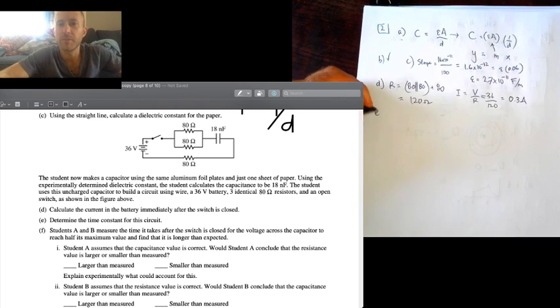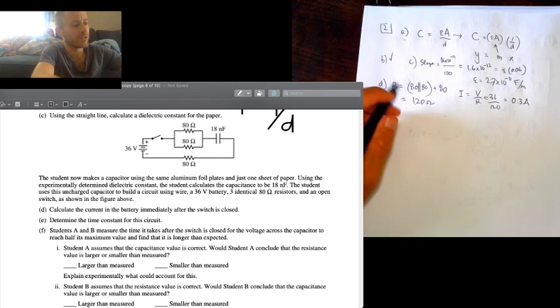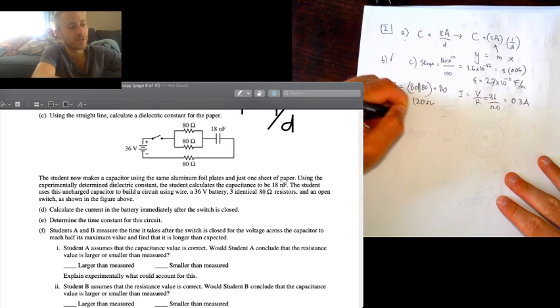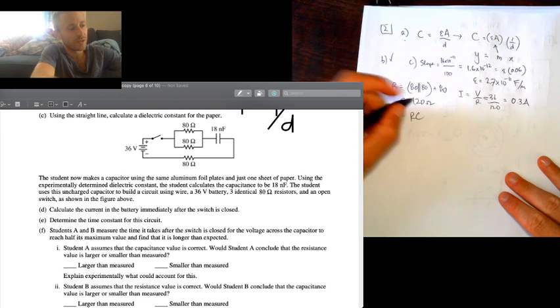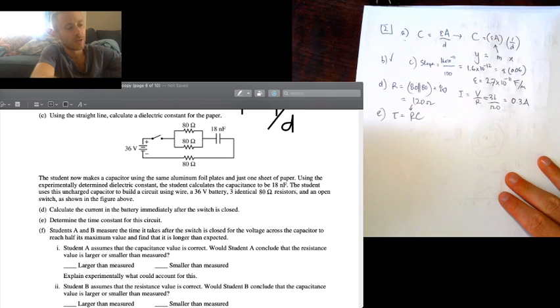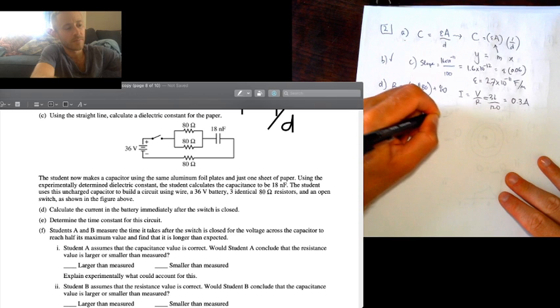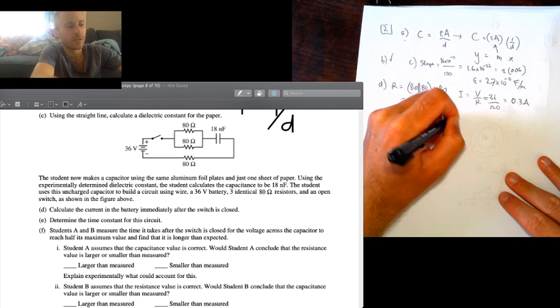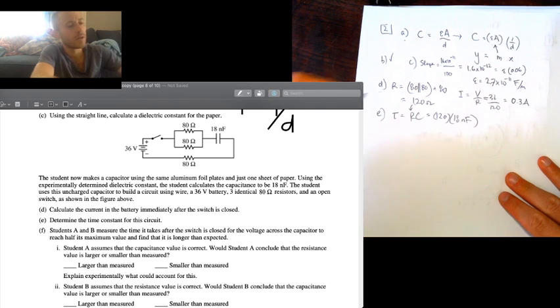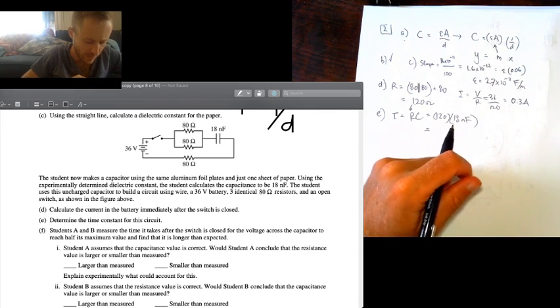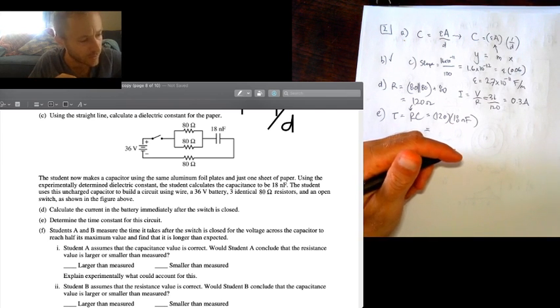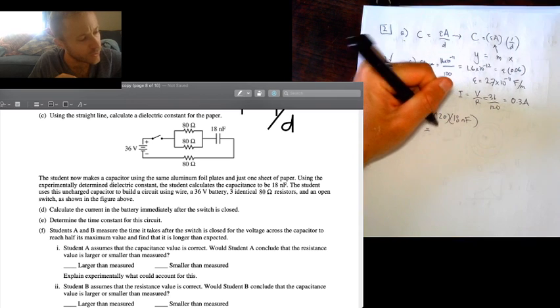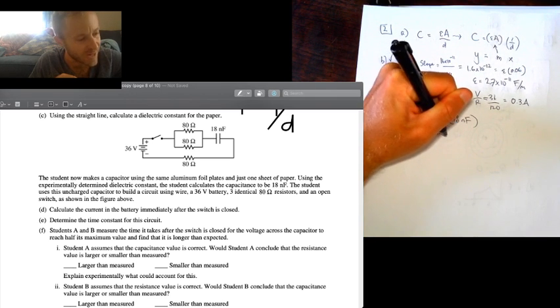Part E says determine the time constant for the circuit. So tau, the time constant, is RC. And we can see that the resistance in the circuit is 120 ohms. So I have 120 times 18 nanofarads. So 120 times 18 gives 2.2 microseconds.